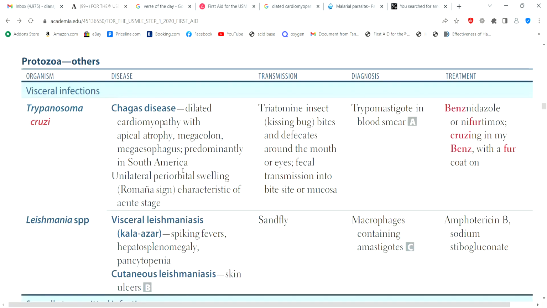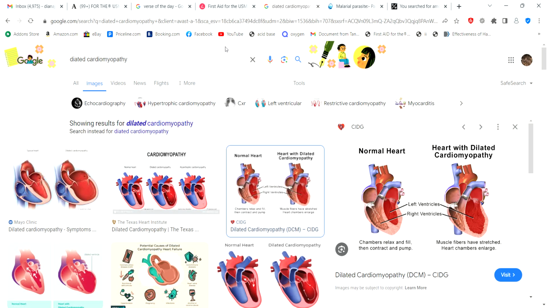Megacolon is just a huge colon, so the large intestine is huge. Megaesophagus, the esophagus is also huge. Chagas disease affects people in South America. You have periorbital swelling, which is unilateral. So unilateral periorbital swelling, Romana sign.